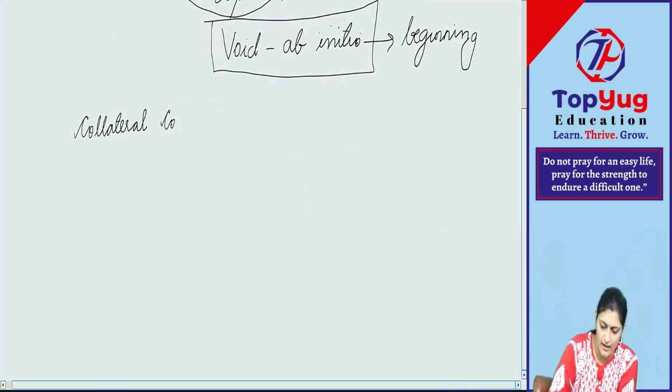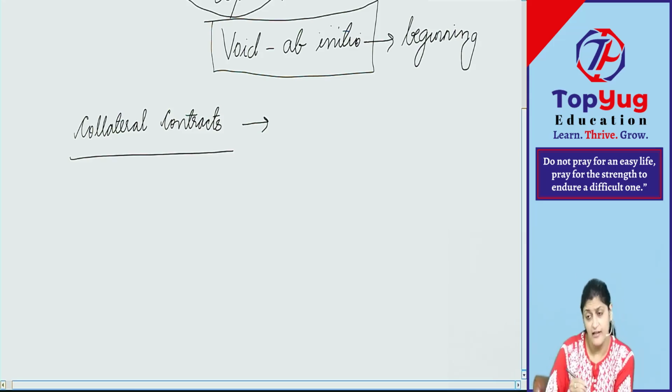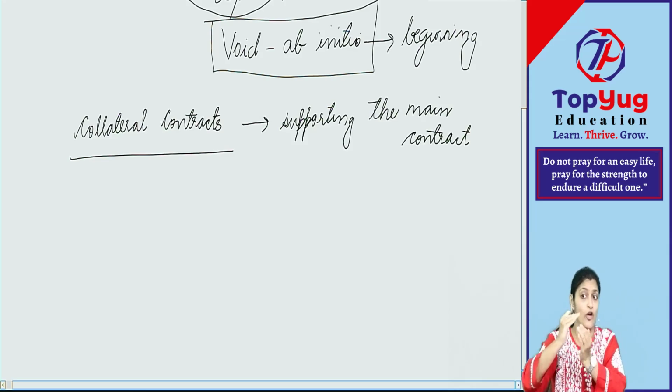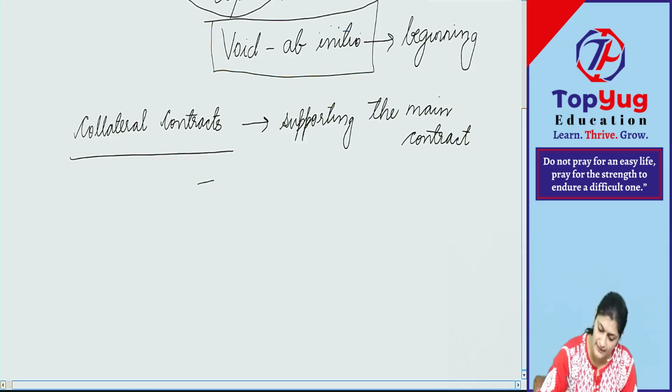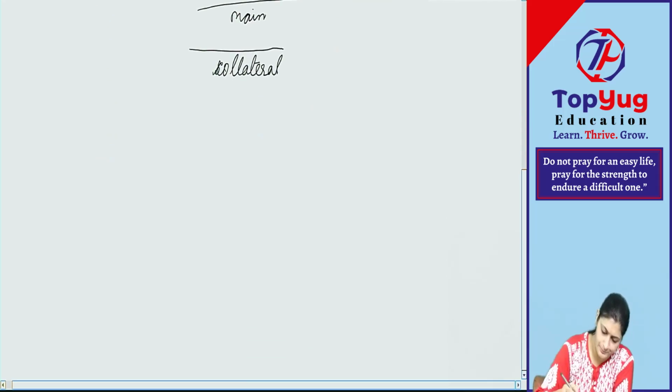Collateral contracts. Now, what do you mean by collateral contracts? Collateral contracts are contracts which are for supporting the main contract. Collateral is something which is running along the main contract. Running along means, say this line is the main contract, then this will be running along with it, that is the collateral contract.